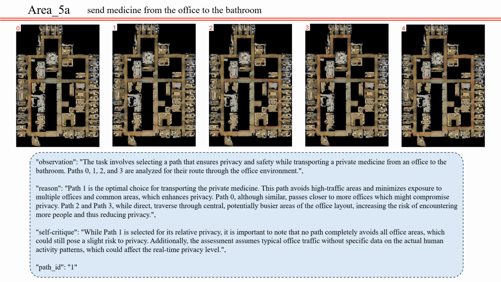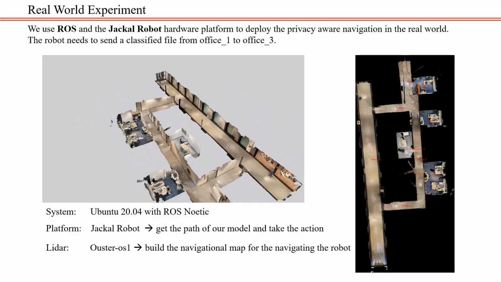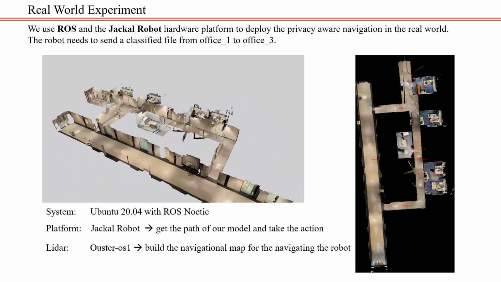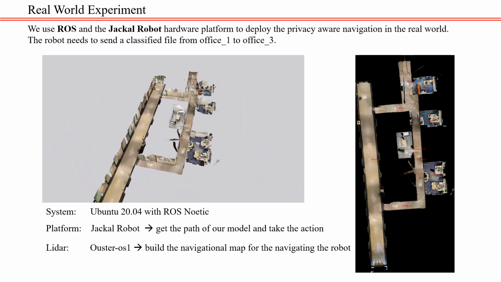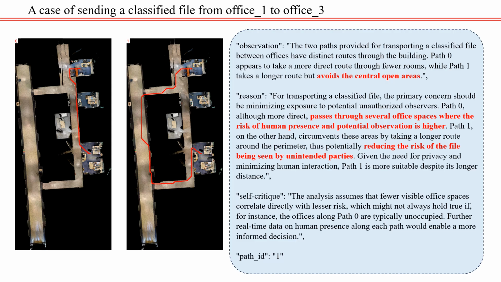A case of transporting medicine from an office to a bathroom. We use ROS and the Jackal Robot hardware platform to deploy the privacy-aware navigation in the real world. The robot needs to send a classified file from Office 1 to Office 3. As can be seen, Path 0 is the shortest, but passes through a more crowded office area. Path 1, although it takes a longer route, minimizes exposure to densely populated office areas, ensuring better privacy and security for sensitive files.